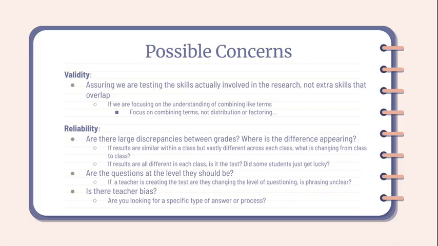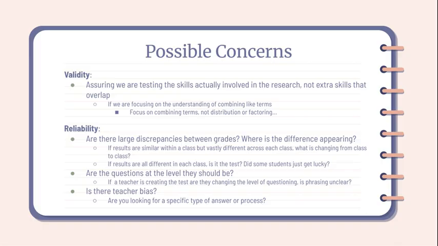As for reliability, noticing across classes, same grade, different classes. Do we notice any patterns? Are grades different in each class across the board? Or is one class doing really well while the other one is not doing so well on the same test? So the question is, what's happening in those two? Is it the test? Is it the environment? Is it something else? So we need to go in and make sure that the test itself is reliable, and it's not some outside factor that's affecting these large discrepancies.